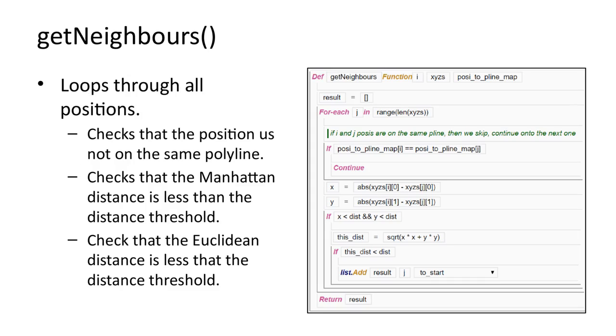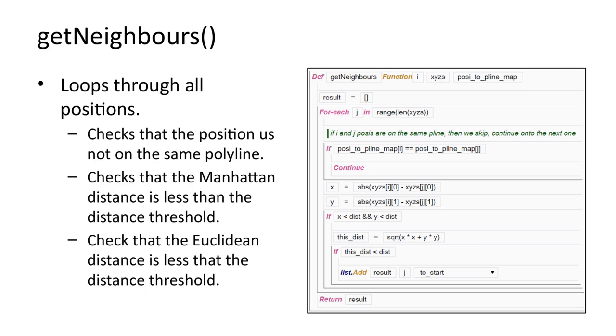Now we can come back to the local getNeighbors function. The function loops through the coordinates of all positions to find those that are neighbors. The function has 3 arguments. The first argument is the index of the position being modified. The second argument is the list of coordinates of all the positions. And the third argument is the positions to polylines map.